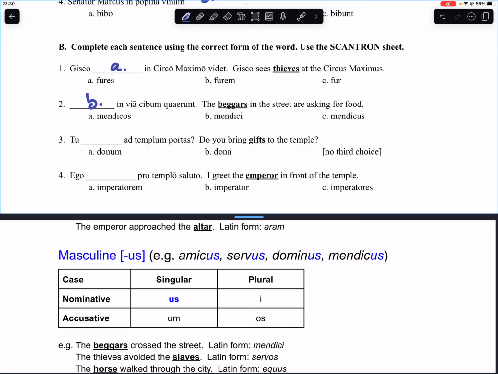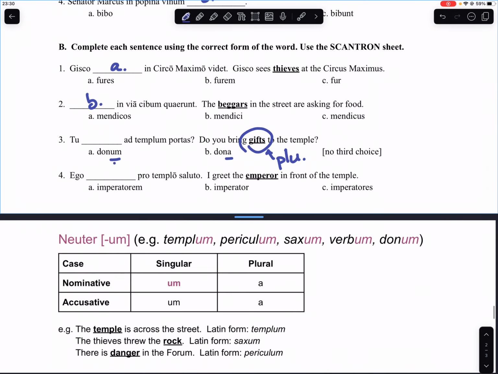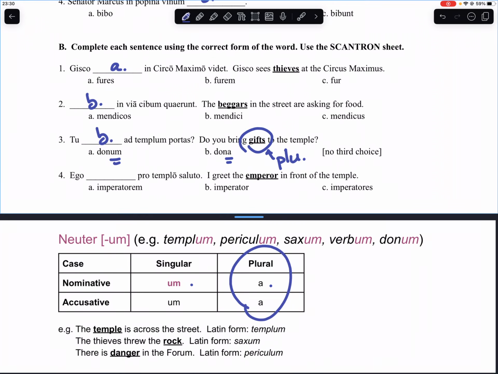Number 3, blank ad templum portas. Do you bring gifts to the temple? Right, gifts, right away. Singular or plural? I know that is plural. So which of these two forms is it going to be? Okay, and I find that -um and -a are here, right? And gifts, the only one that's plural is the one that ends in -a. So here, dona would be the answer for that one.